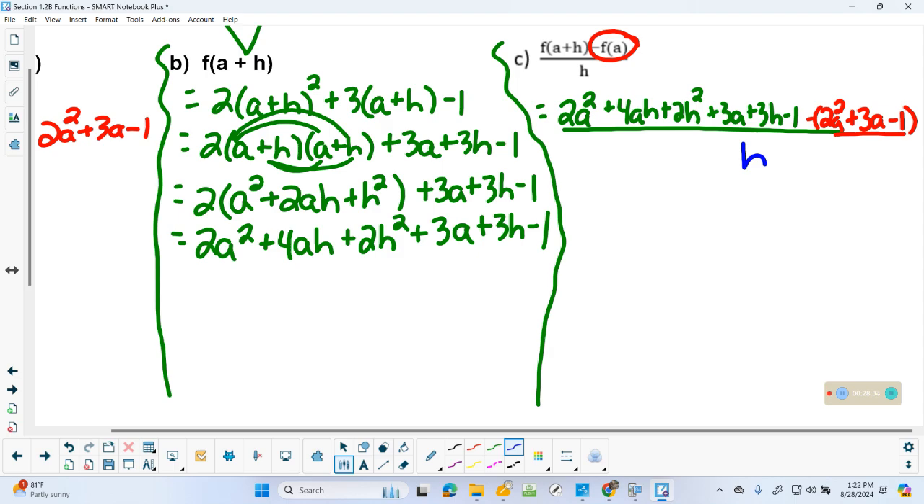Okay, look at the top. There's some stuff that's going to cancel. This is going to come out pretty nice, okay? So let's simplify. What's 2a squared minus 2a squared? 0. Let's cross them off. Hasta la vista. What's 3a minus 3a?